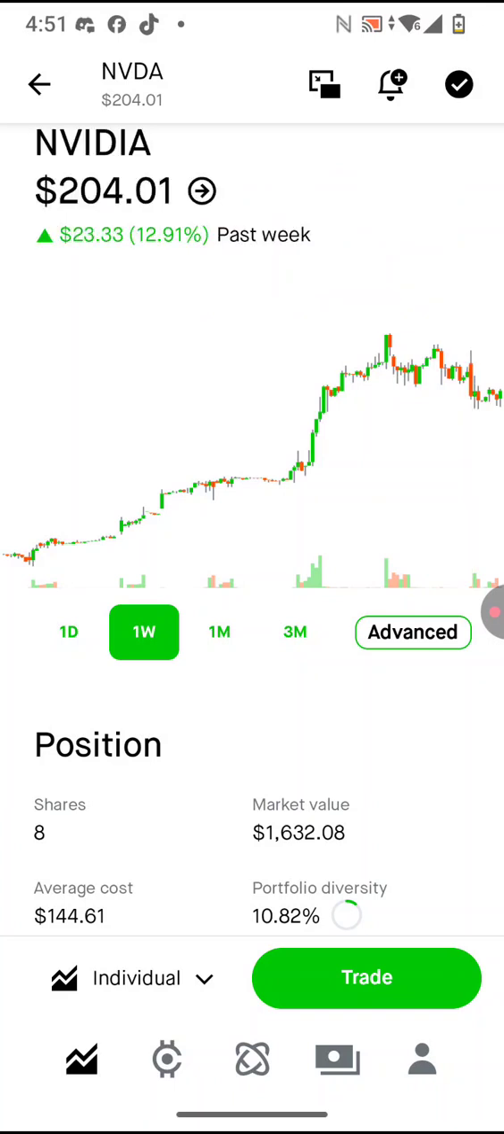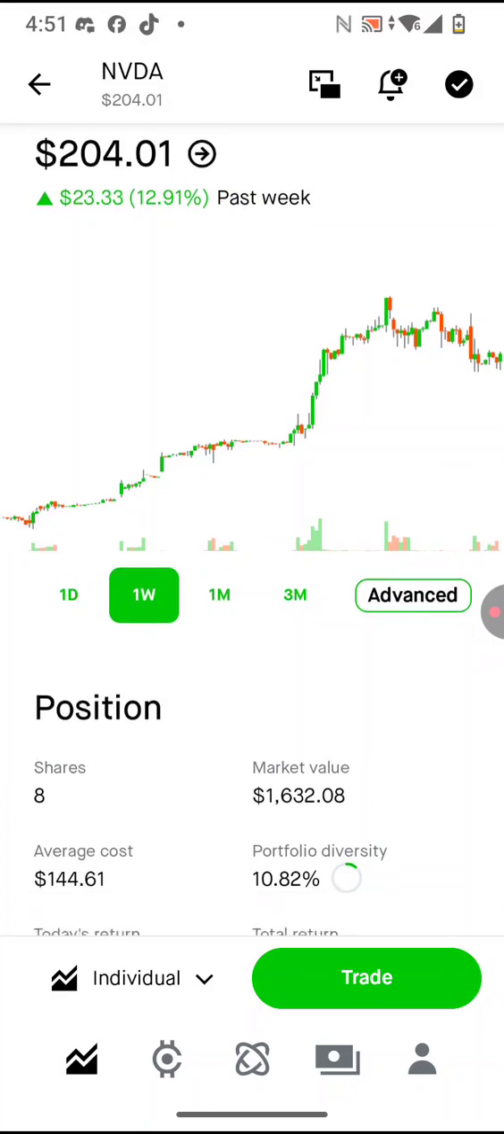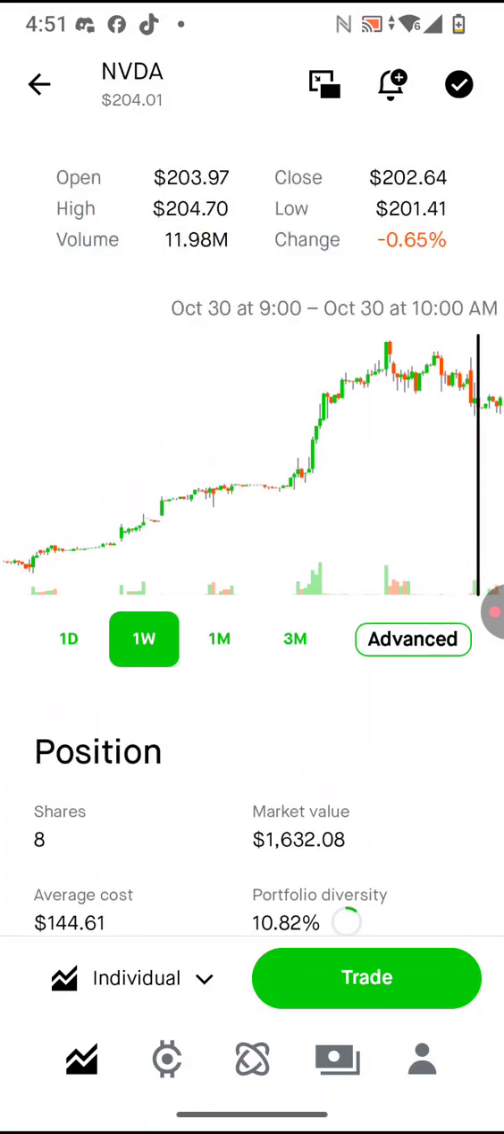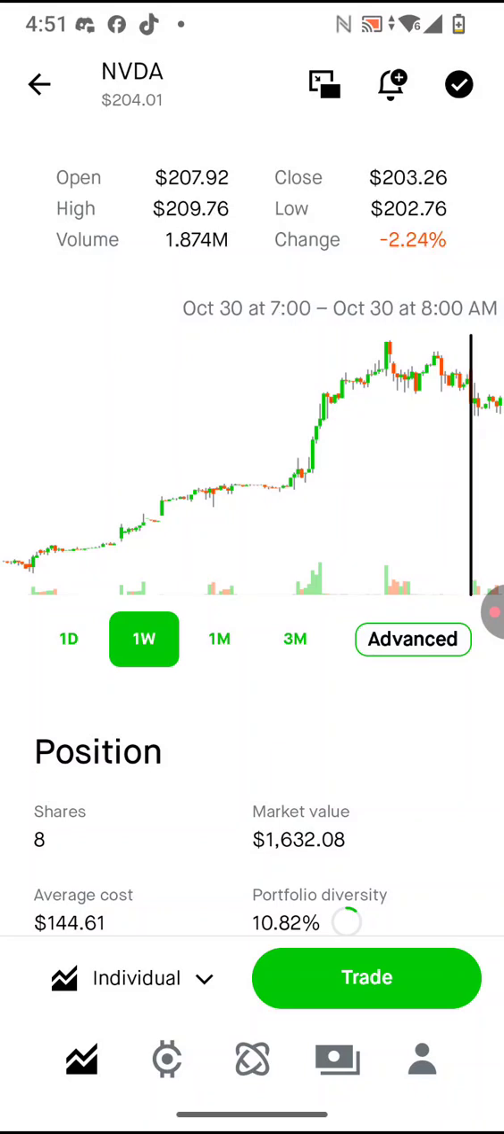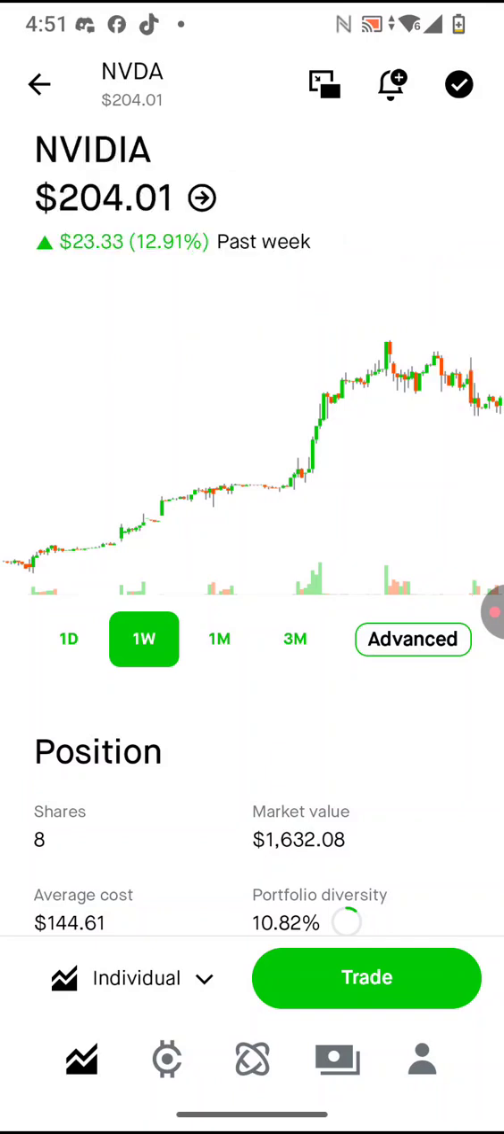So what this candle tells me is that it opened at 207, and then buyers pushed it to 209, right? And then on the other end, it closed at 203, but sellers pushed it as low as 202. Y'all understand what I'm saying? I hope y'all understand what I'm saying real quick, because I'm on the fly, right?